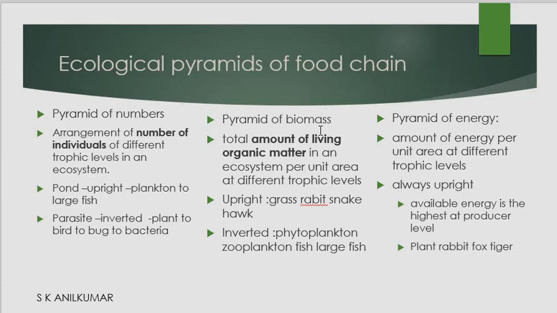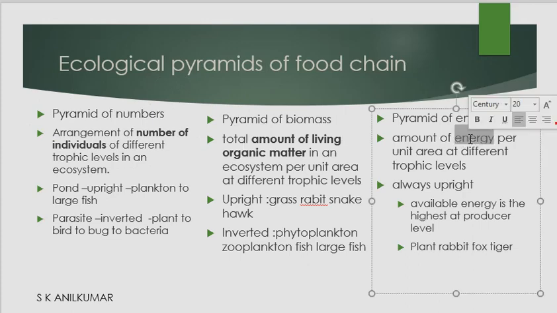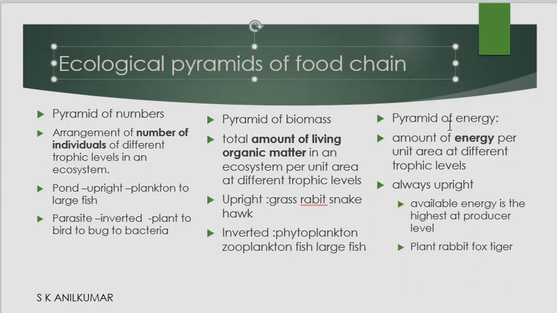But when it comes to biomass, it is not the number of individuals, it is the amount of living organic matter. Pyramid of biomass talks about the amount of living organic matter. Pyramid of numbers, number of individuals. The ecological pyramid shows the number of individuals or amount of organic matter or energy at different trophic levels in the ecosystem, in the food chain, represented in the form of a pyramid.